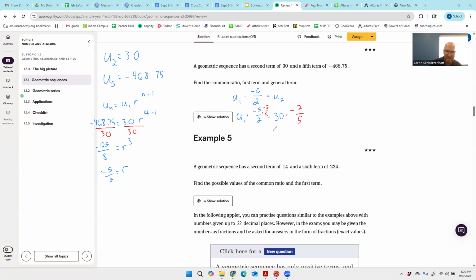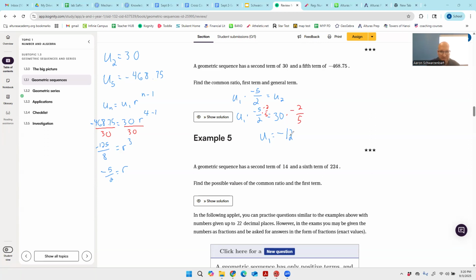30 over 5 is 6 times negative 2 is negative 12. And that gives me U1 equals negative 12. That was probably a little quicker. It is important to note that U1 times the common ratio is U2, U2 times the common ratio is U3. That shows up in some of these problems.